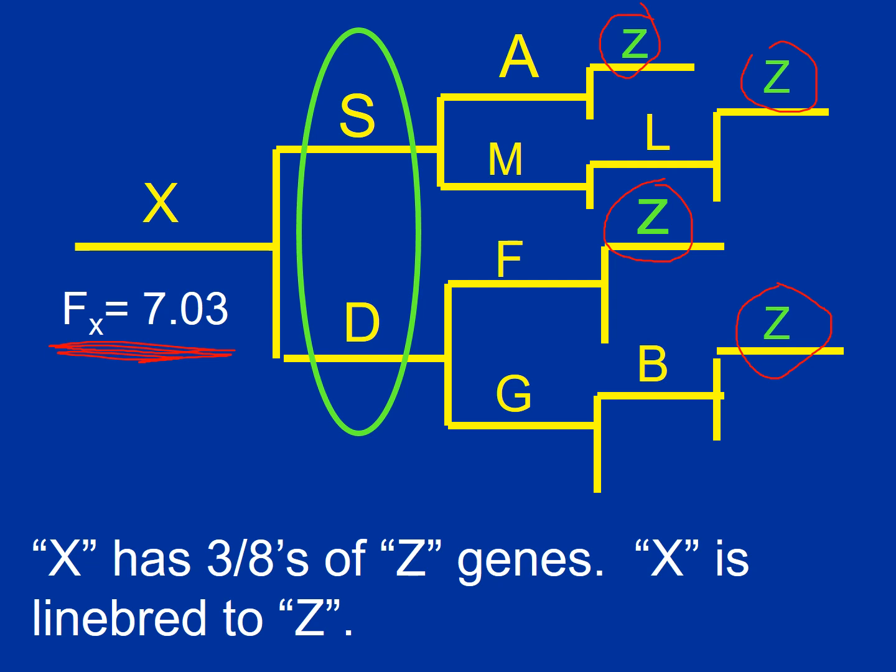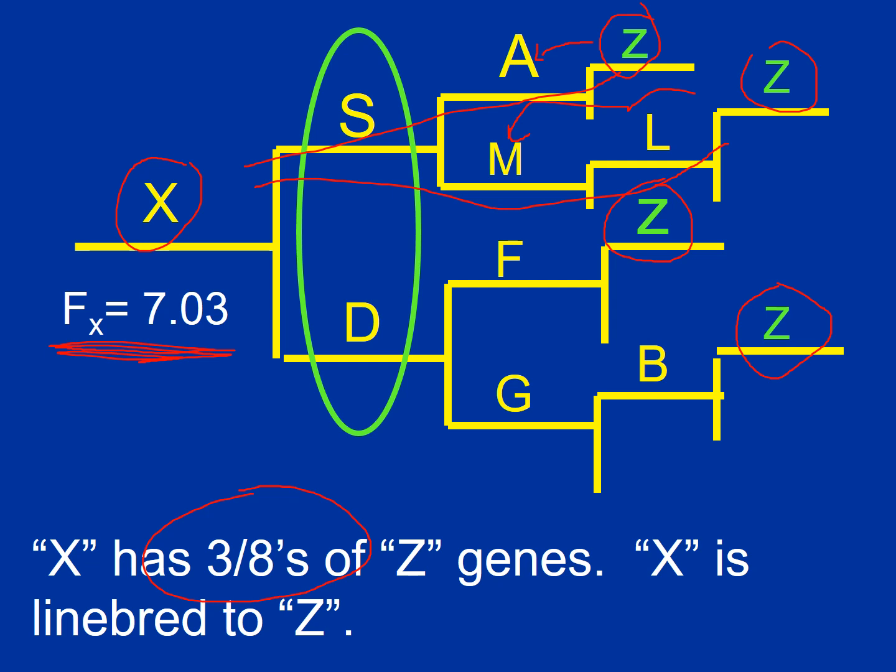A got half of Z's genetics, M got 1/4 of Z's genetics, but we're back here several times. So if we look at X and count the relationship back to Z, what percent of Z's genes do we have in X? We find that X has 3/8 of Z's genes. X is line bred to Z.